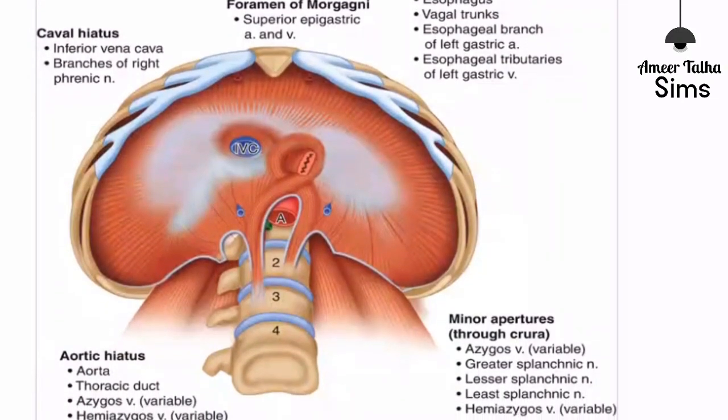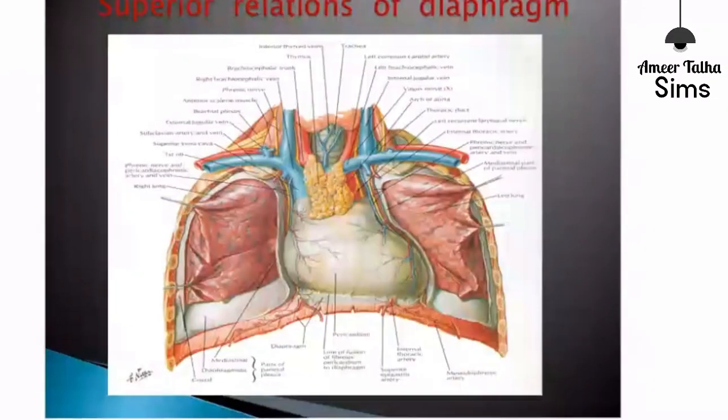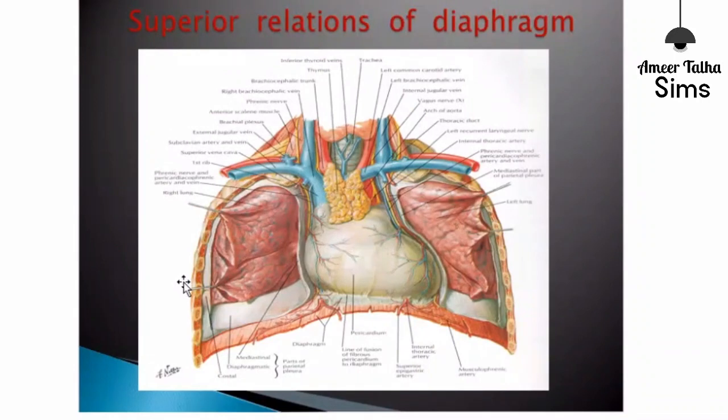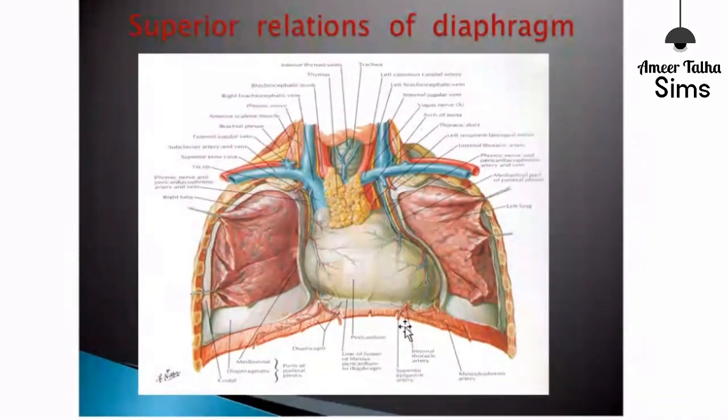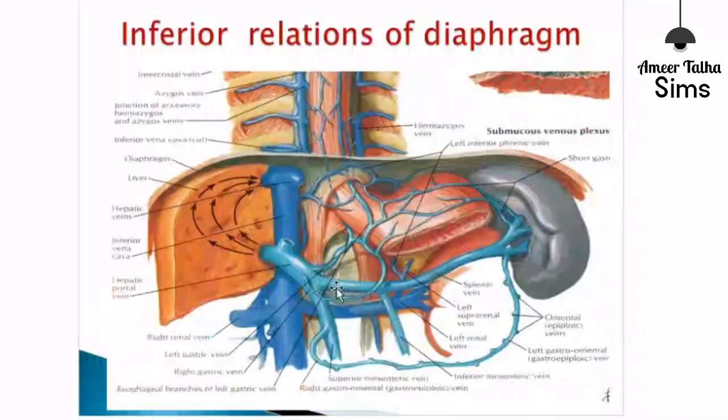While the inferior relations of the diaphragm include the peritoneum, liver, spleen, fundus of stomach, and we have the kidneys along with the suprarenal glands. These are the inferior relations of the diaphragm. Next, we will talk about the blood supply.